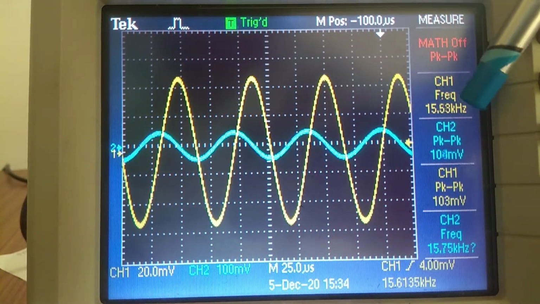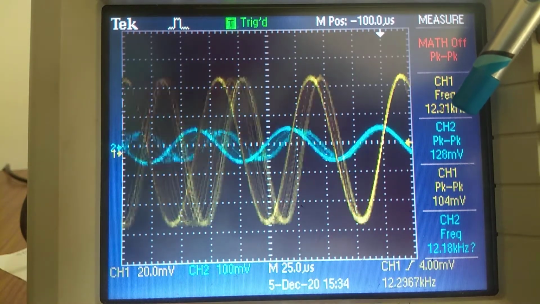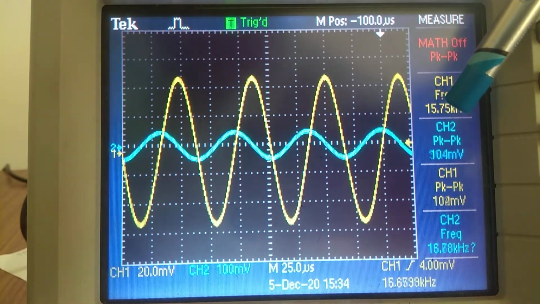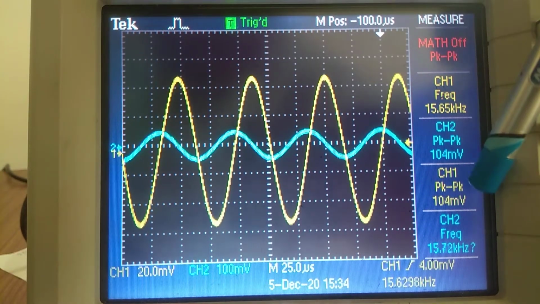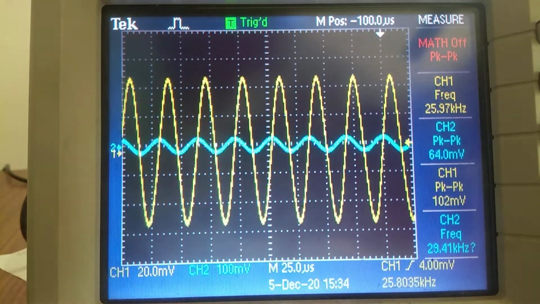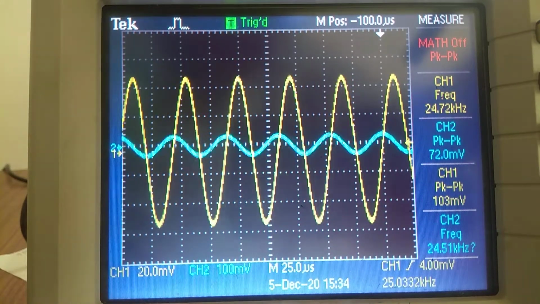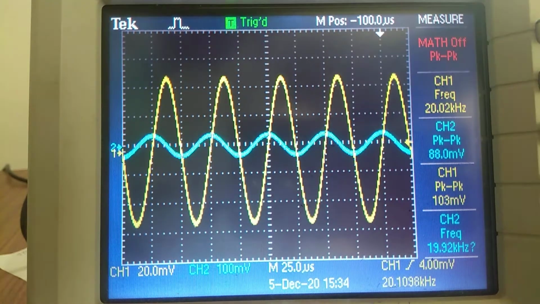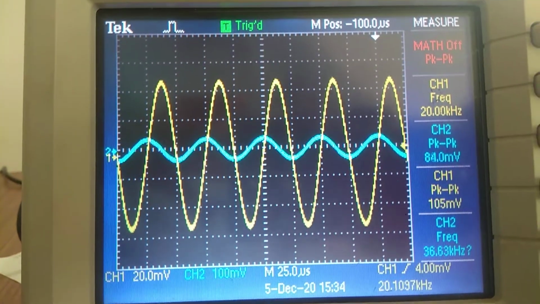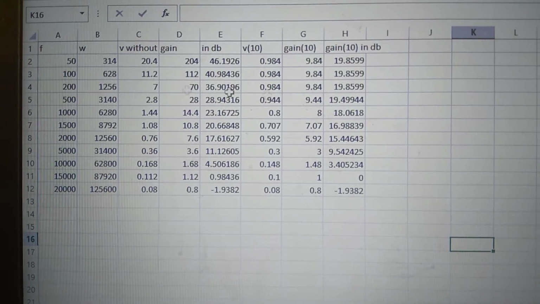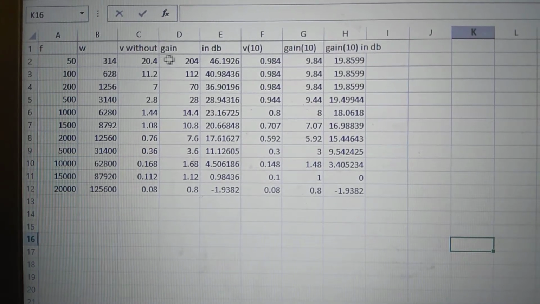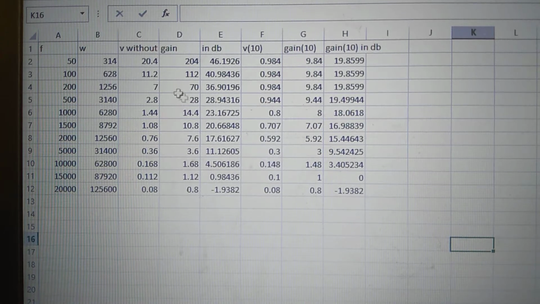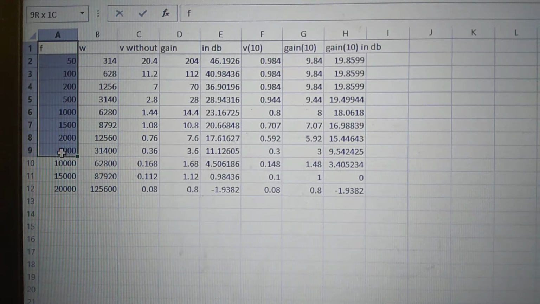Now see, around 15 kilohertz, let us go slowly. Around 15 kilohertz, input and output are the same, and we are going to look around 20 kilohertz. Let's go to 20 kilohertz. It is 84 millivolt. Now we are going to the exercise. This is your frequency, this is your gain. These three columns that we did in the last lab are without RF. Now we have calculated with RF, and this is your gain and this is your gain in dB. Now we are just going to plot between both graphs.